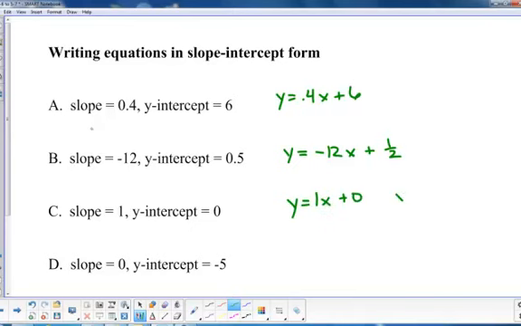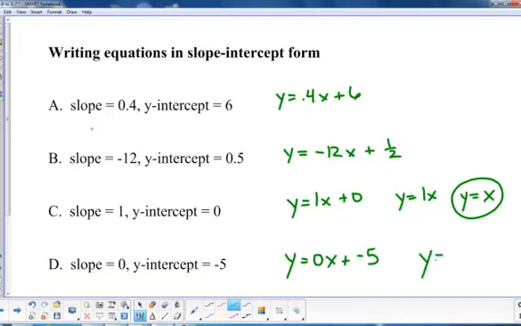You could just write that as y equals 1x. You could just write that as y equals x. All of those are the same. That's probably the easiest way to write it. Your slope is 0. Your y-intercept is negative 5. Probably easier to just write that as y equals negative 5.